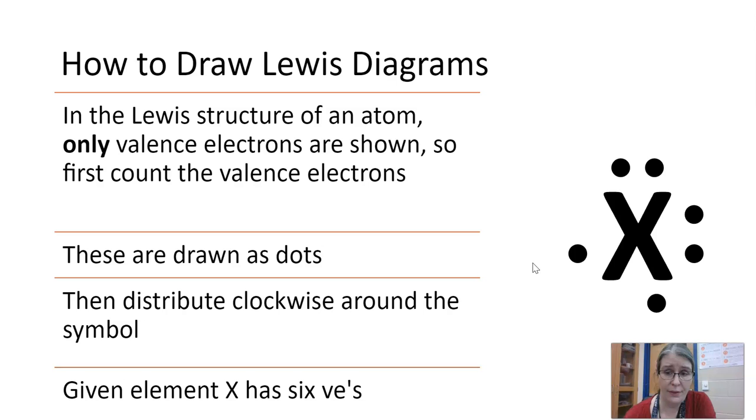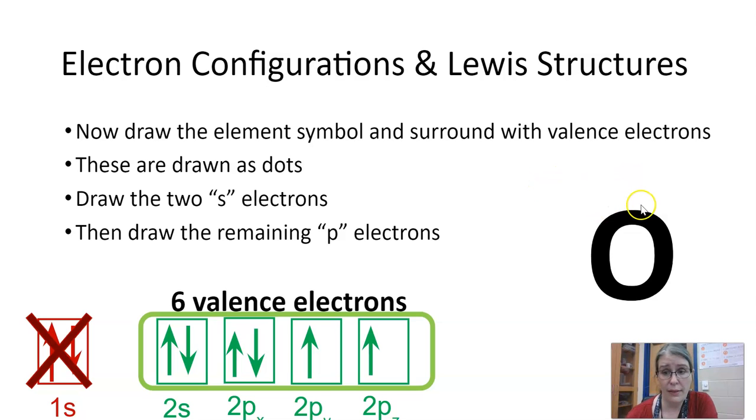Why is it so important that we do this in this particular way? That we draw 1, 2, 3, 4, and then go back and pair. Well, if we look at oxygen, if we draw this and we go 1, 2, 3, 4, 5, 6. Then if you look at what we have in the valence shell, we have 2 pairs, and we have 2 single electrons, and we have 2 single dots.